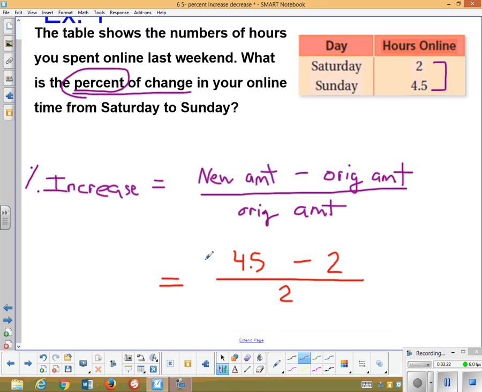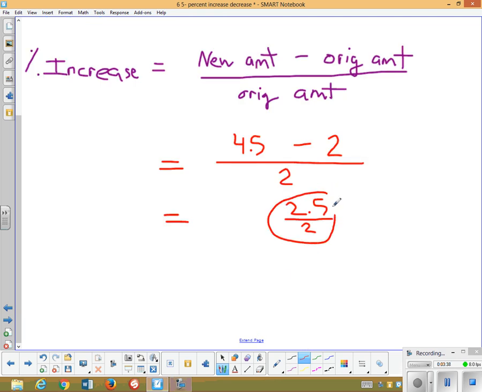So 4.5 minus 2, which we said earlier, is a difference of 2.5. So you're going to say 2.5 at the top, and the bottom just stays as 2. Now, to get it to a percent, we need to do the division. Top goes in, bottom goes out. I'm going to show my work on the side right here really quick. Top goes in, bottom goes out. Dividing.